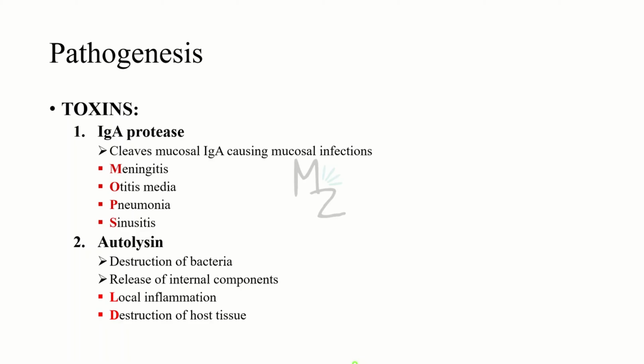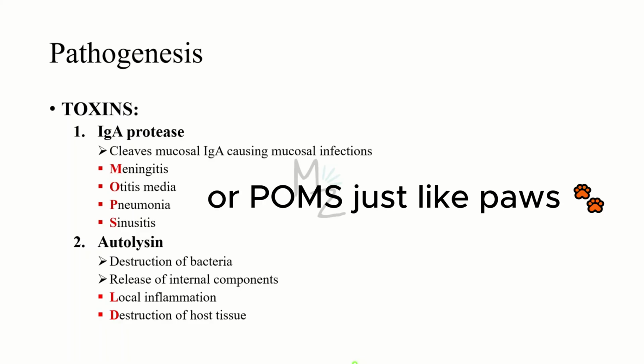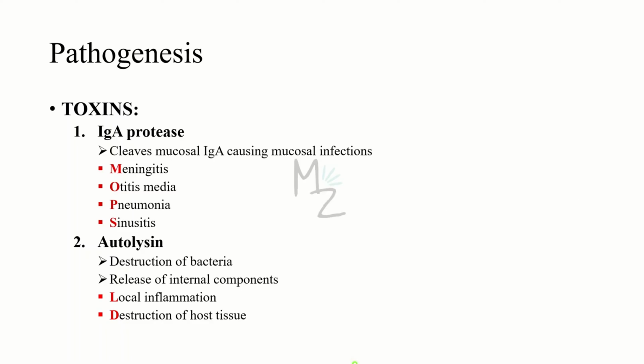So there's a mnemonic for that, MOPS. Or you can also replace it with POMS. If it spreads to lungs, it will cause pneumonia. If it spreads to middle ear, it will cause what? Otitis media. If it spreads to sinuses, it will cause sinusitis. And if it spreads to meninges, the protective layers of the brain, it will cause meningitis. IgA normally binds the invading bacteria.